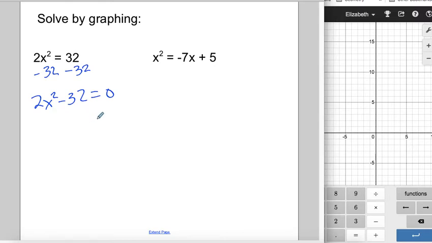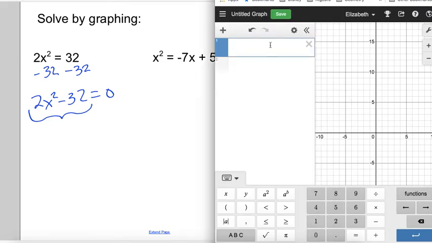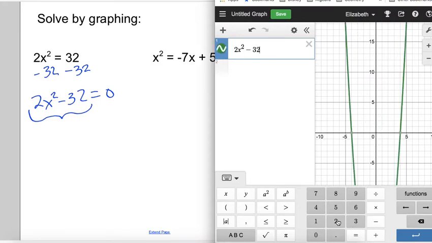All I have to do now that I've got everything equal to 0 is type in the left side of my equation. I'm going to type it into Desmos, and I'm going to be looking for when the y value of it is 0, because normally you would see y equals, but in this case you see equals 0. And that means you want your y value to be 0 and you're solving for your x values when that is happening. So I'm going to go over here to Desmos and type in 2x squared minus 32. My goal is to find where it's crossing the x-axis.